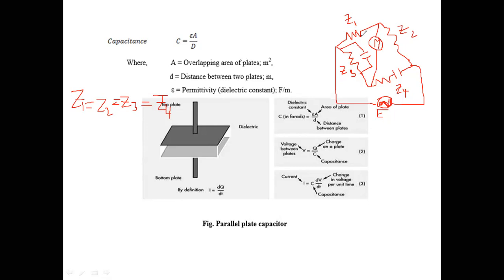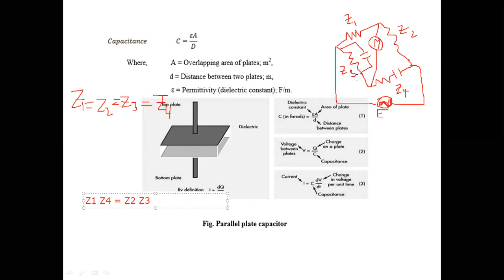So the bridge balancing condition is that the opposite branch products must be equal: Z1 Z4 equal to Z2 Z3. Okay, let us put it in neat form like this. The bridge balancing condition is Z1 Z4 equal to Z2 Z3.